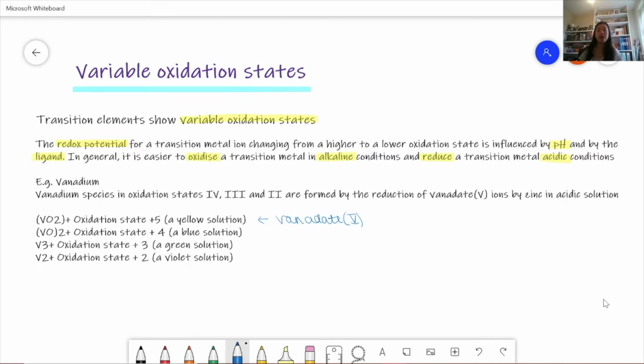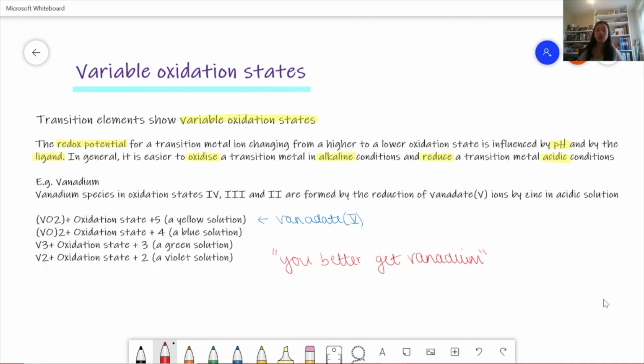You also need to remember the colours of these different vanadium species, and a way that you can remember that is if you remember the acronym, 'you better get vanadium'. So if you remember that order, then you should be able to remember the colours.